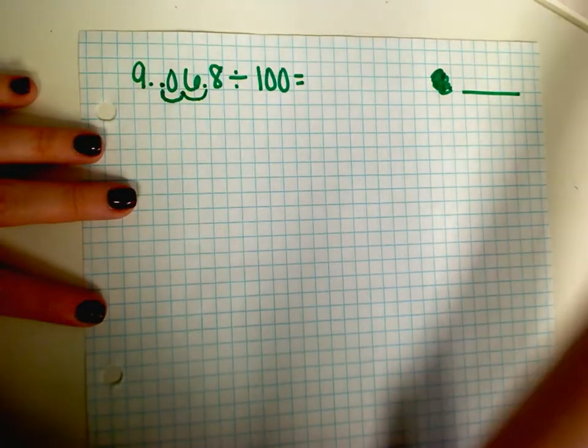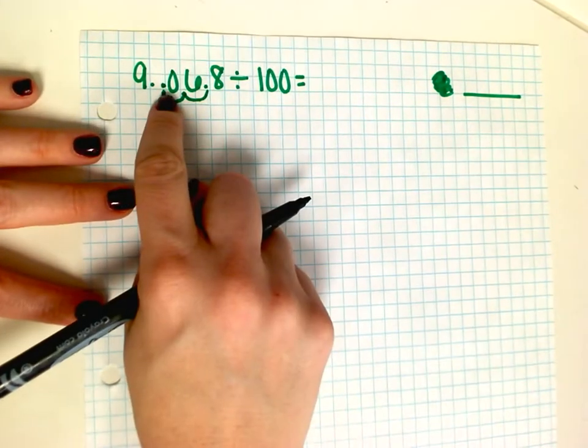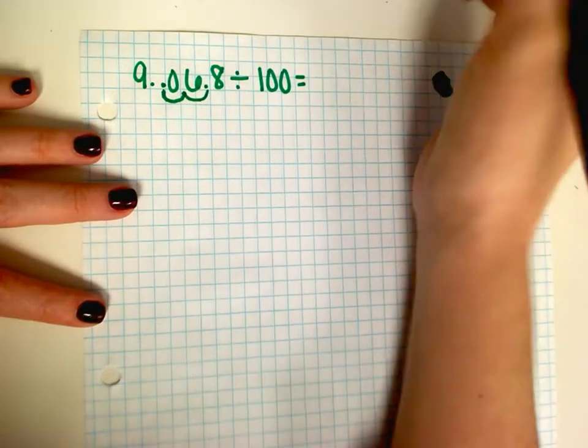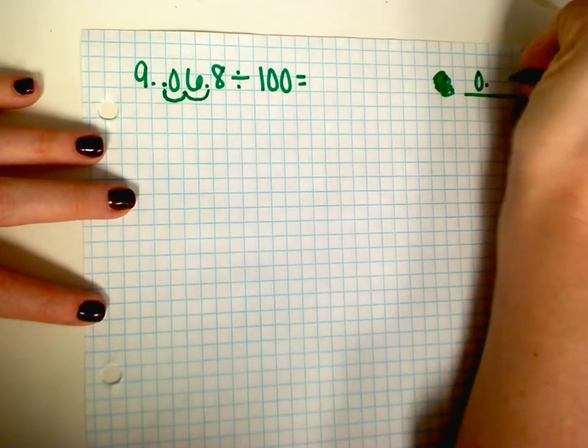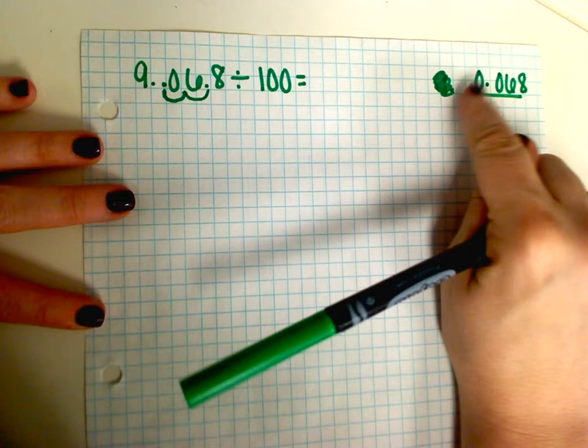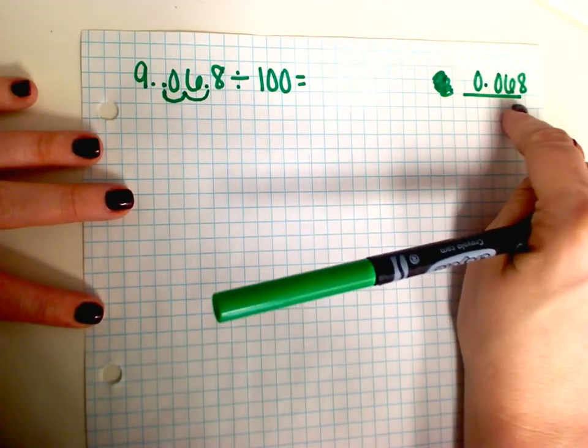Then I just put my decimal there. When I put my decimal in its new place, it kind of disappears from its old place. And so my new number is 0 and 68 thousandths. So that's 0.068.